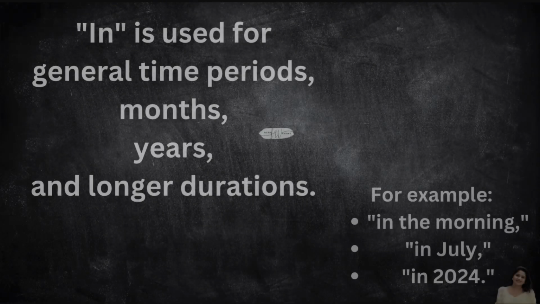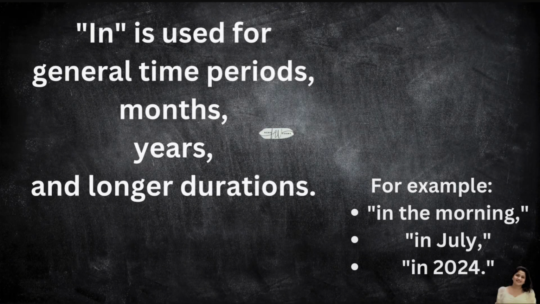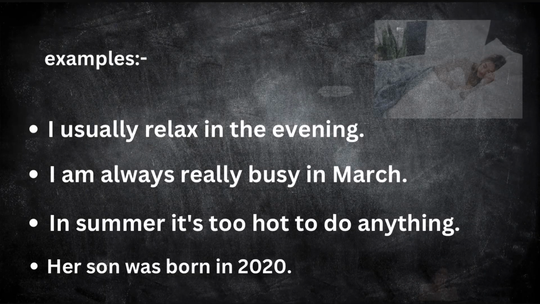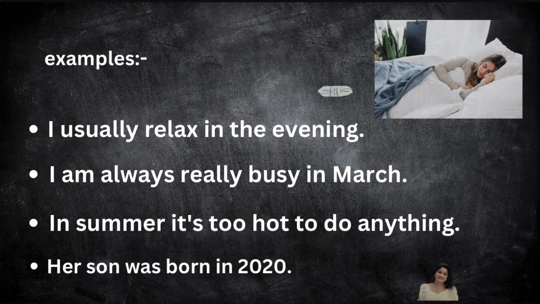Let's move to the preposition in. In is used for general time periods, months, years, and longer durations. For example, in the morning, in July, in 2024. Let's look at some examples to make it more clear.